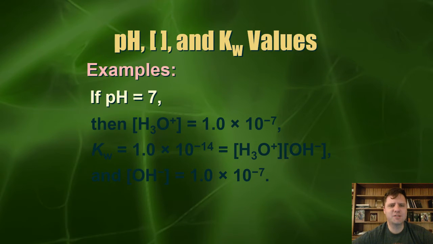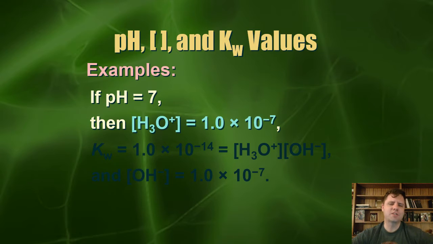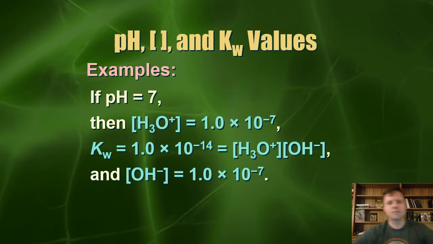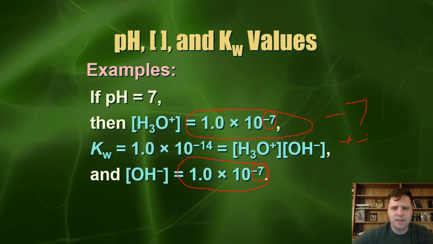Example here, if pH is 7, then we know the concentration of hydronium ion, we can work it backwards. It's just 1 times 10 to the negative 7. And if the Kw for water is 1 times 10 to the negative 14, then we know the hydroxide concentration must be the exact same thing. Remember, if it's at neutral, they're both going to be 1 times 10 to the negative 7, because we would just add these two exponents, negative 7 plus negative 7 yields negative 14. And that's that number that they all add to here for the Kw.